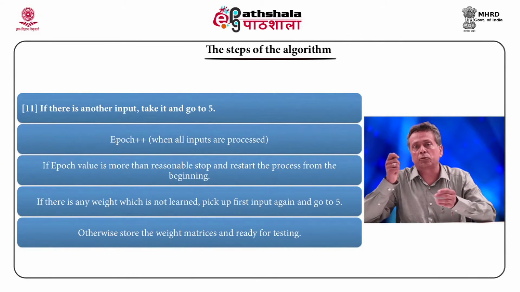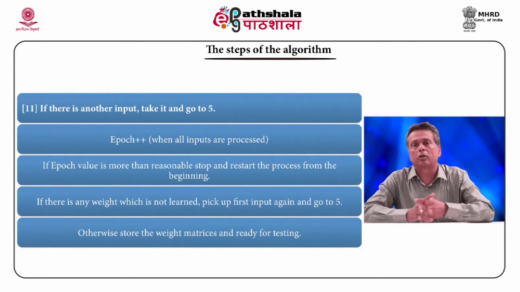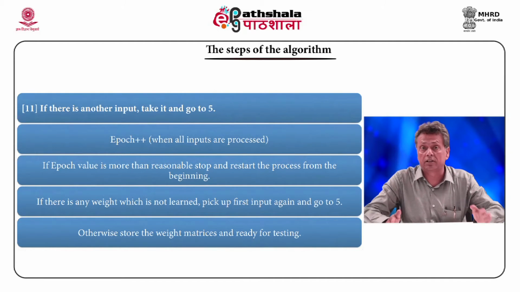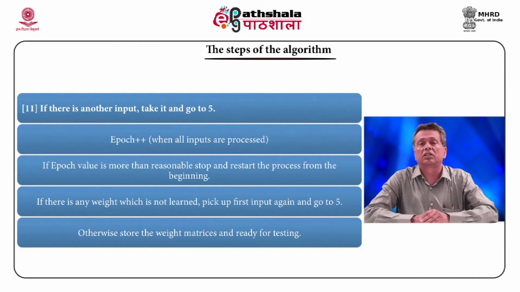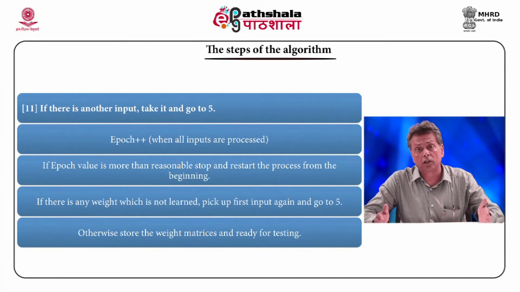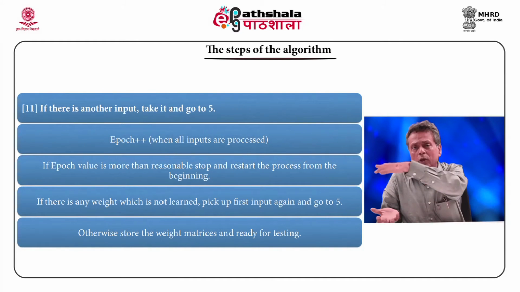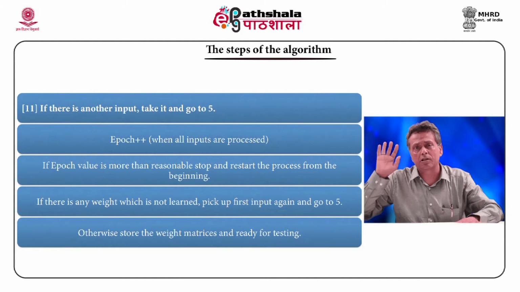That means that the expected value and the value that you get, the difference between them is less than the tolerance value for all units. If that is the case, the neural network is said to have learned what we want it to. Once that is done, we store the weights. W1 ij is basically a matrix, W2 ij is also a matrix. So this matrix value is stored somewhere.